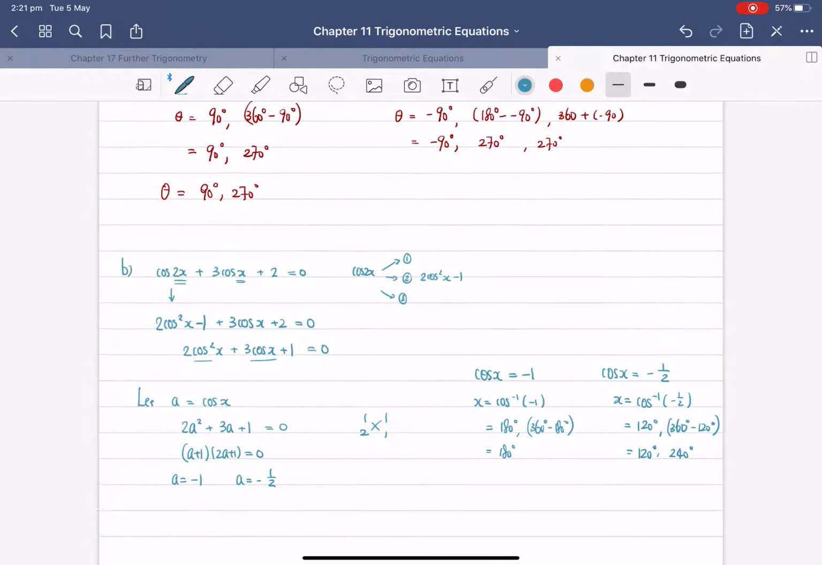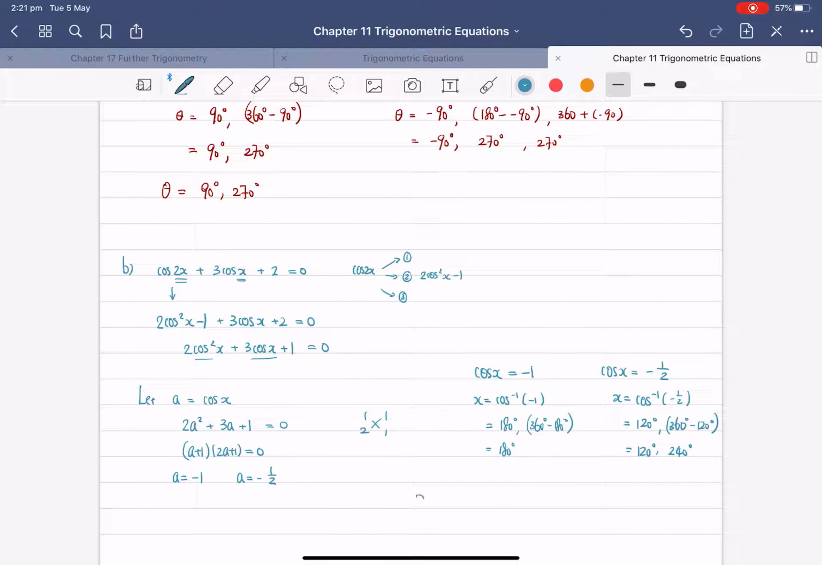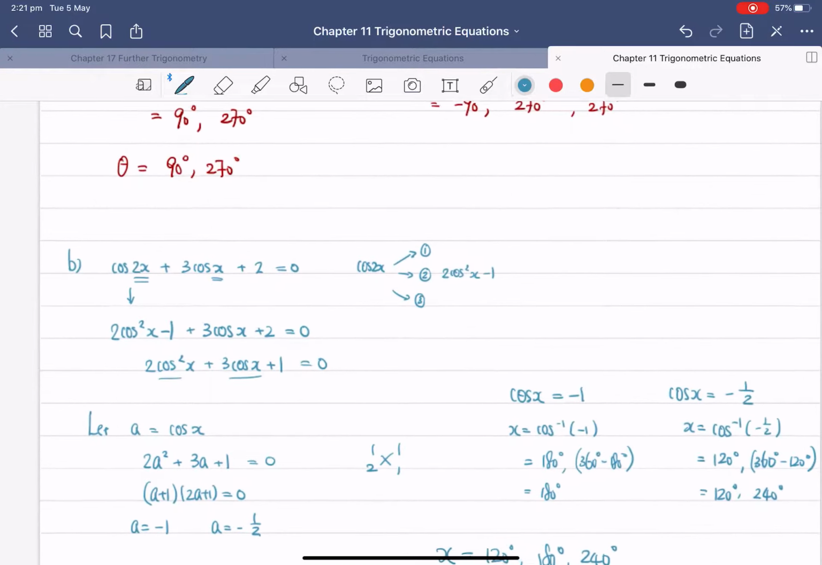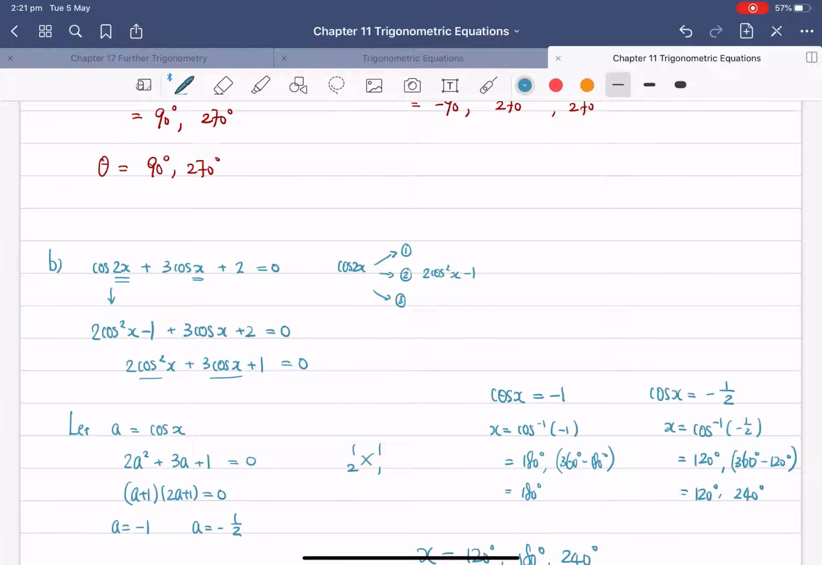All right, so now that's all. The x values are 120, 180, and 240 degrees in ascending order, and that is the answer for this question. Still pretty easy. We're still using the double angle formula to work out the answer, so I believe this question can still be easily done. Let's move on to the next one.